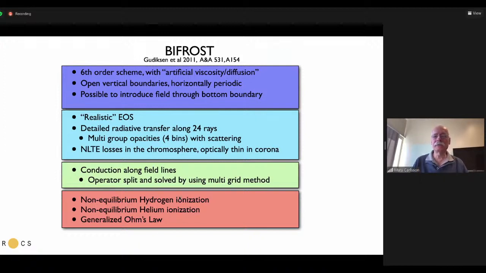These last bits are modules that you can switch on and off. When you switch one on, it takes between 3 and 10 times more computing time. So most of the time, we're still in the exploratory phase, looking at what magnetic field configurations are really doing what. So these have normally been switched off.